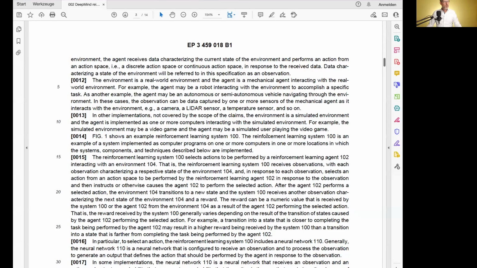Now that we all know G1 of 19, we know that it's quite difficult to patent these kinds of simulation methods. And that's probably why the patent claim had to be restricted to the mechanical agent embodiment. And also in the description of the granted patent, we see that, of course, the mechanical embodiment is still there. And the other embodiment is now said to be not covered by the scope of the claims.